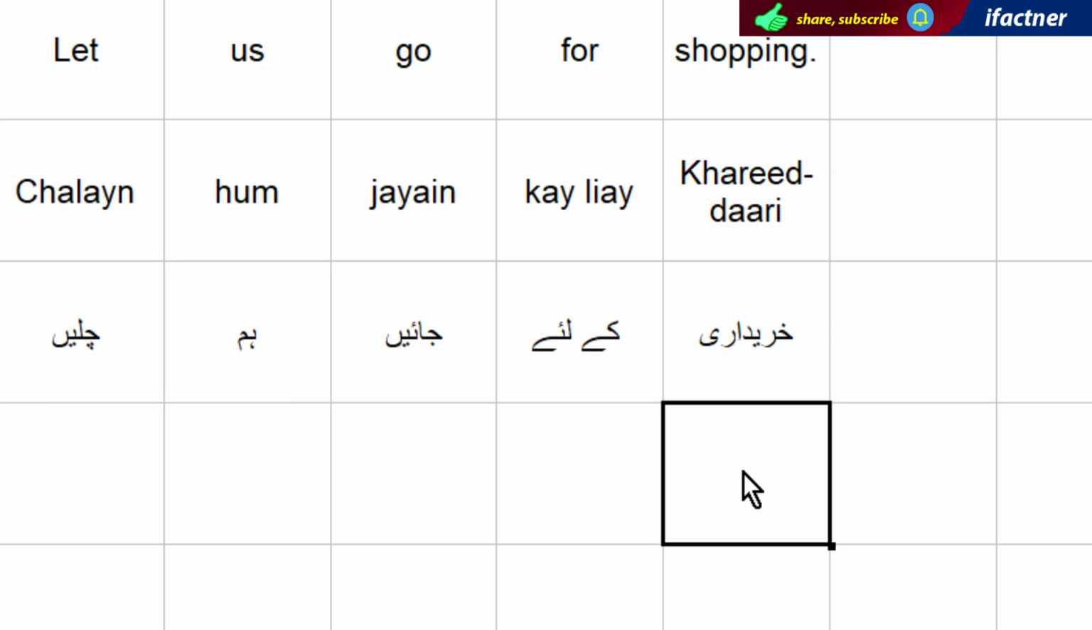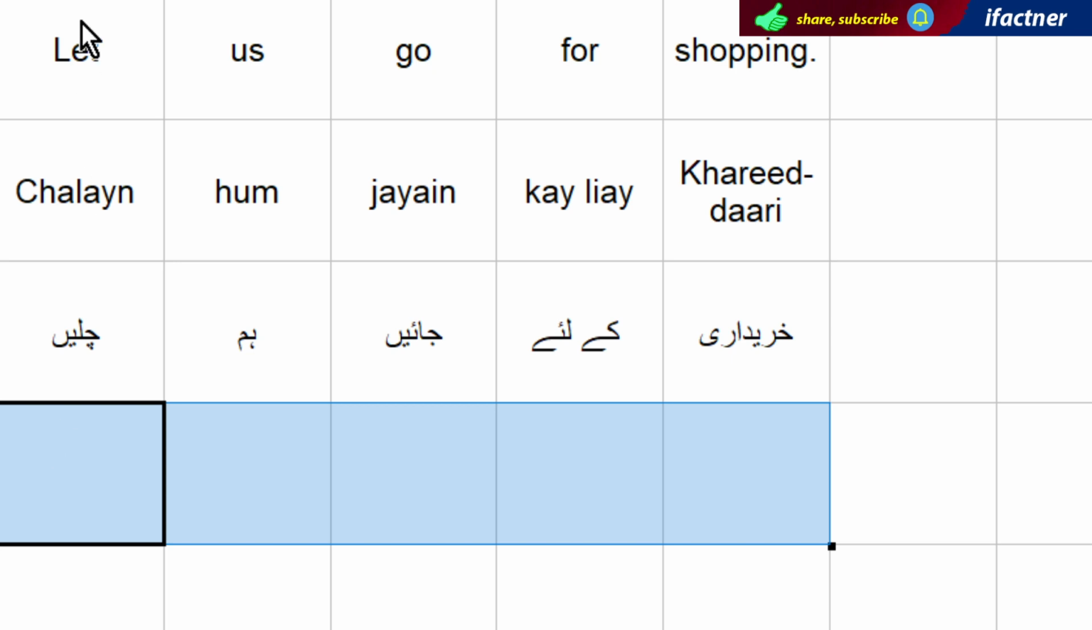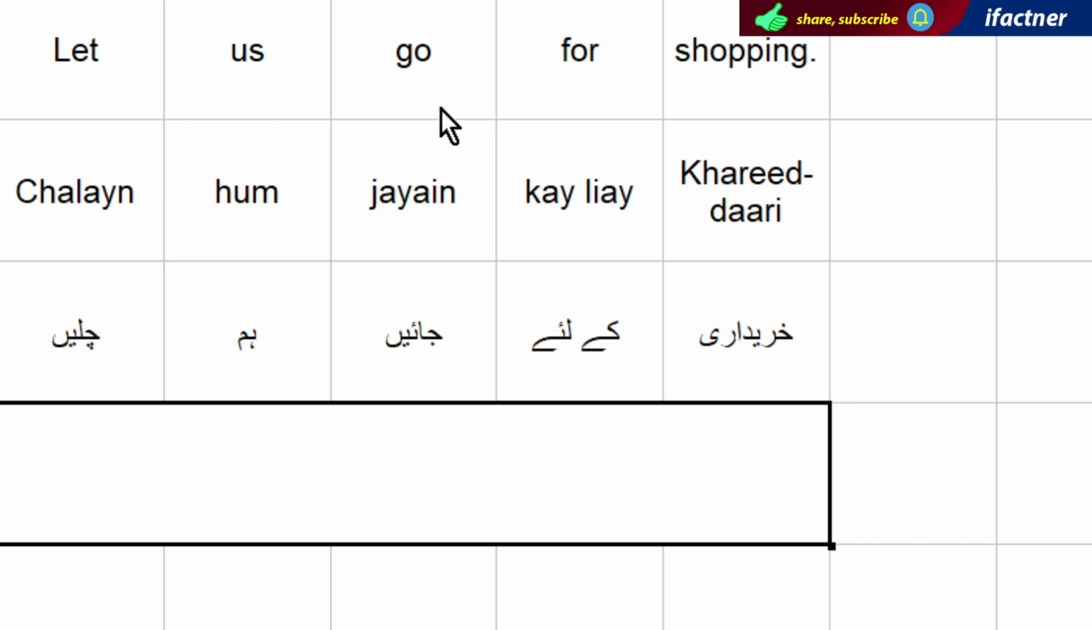But as we have already discussed that in Urdu we start with the subject, then comes the object and predicate, and then comes the verb. So when we want to say let's go for shopping, then we will say chalen hum kharidari ke liye jaen, and chalen hum kharidari ke liye chalen. So let's write it or type it down.